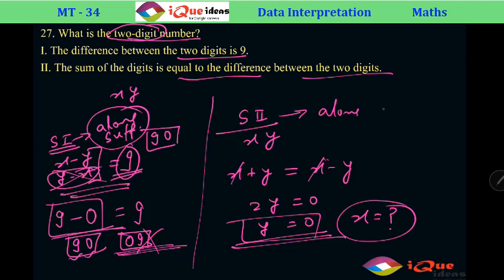Second alone not sufficient. Please understand this. So what does it mean? First alone is sufficient, second alone is not sufficient. So no need to combine them.